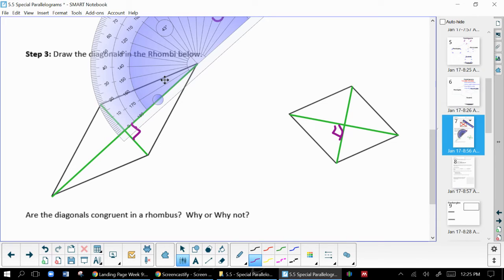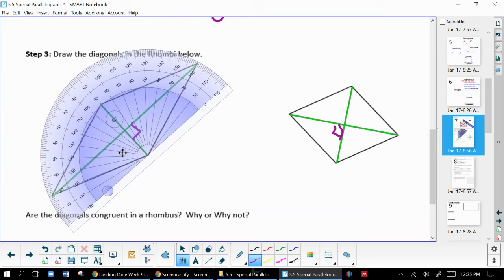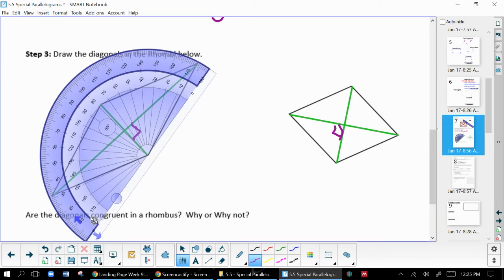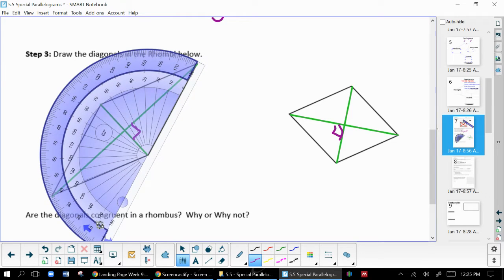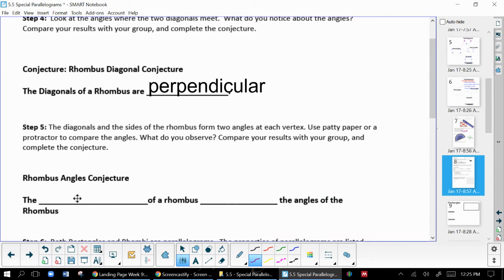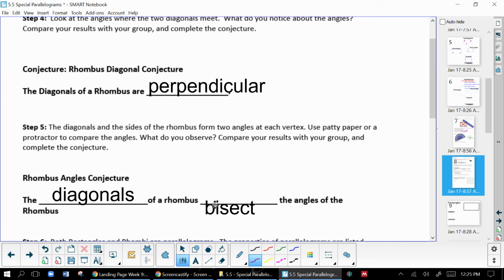So this diagonal splits that vertex angle in half, or that angle in half. And you'll see I can do the exact same thing here. That angle measures about 70 degrees. If I flip it over to here, right at 70 degrees. So the way we're typically going to word that is that the diagonals of a rhombus bisect the angles of the rhombus. And that's true for both diagonals bisecting all of the angles.